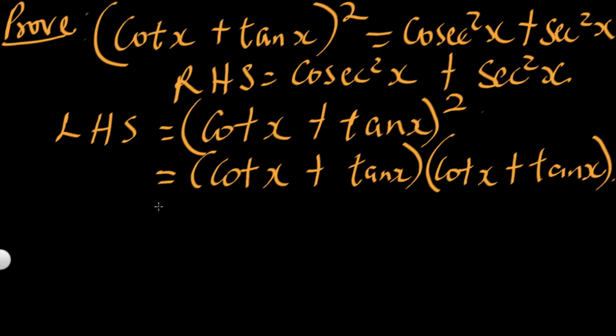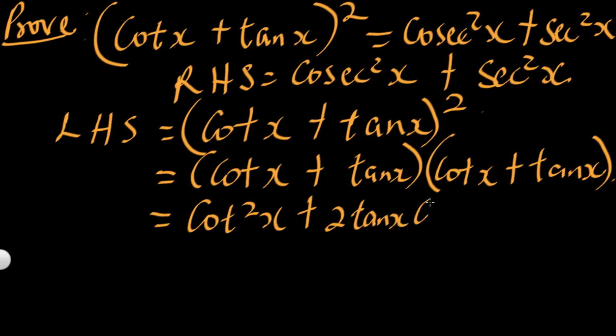If I do that, I will get cot squared x. Then if I say cot x times tan x, I'm going to add that again to itself. So I will have plus 2 tan x cot x, plus tan squared x. This is what I have.